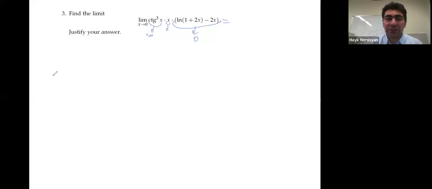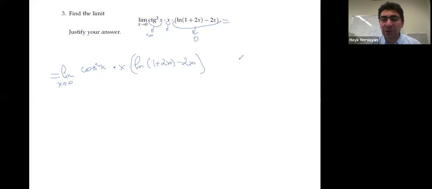We can rewrite this. What is actually cotangent? Cotangent is cosine over sine. Let's write it as cosine cubed x times x times logarithm(1 plus 2x) minus 2x, divided by sine cubed x. We are going to divide by sine cubed. I would suggest to have here x cubed divided by sine cubed x. So we wrote sine cubed, but I have multiplied x cubed. So we have to divide by x cubed also.